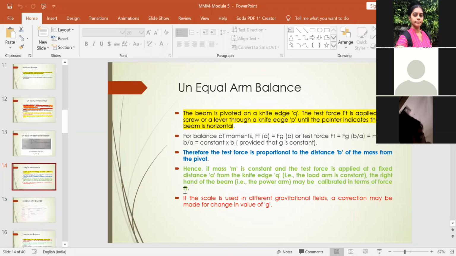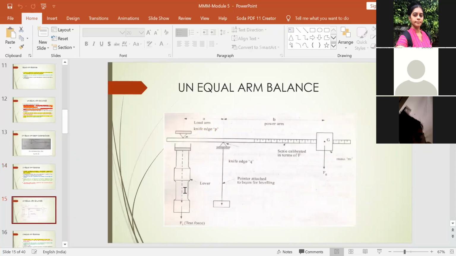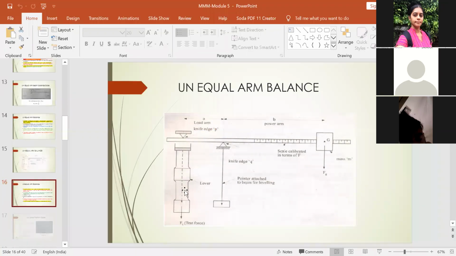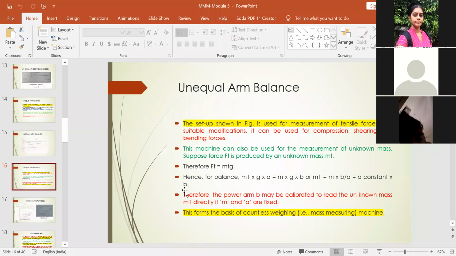In a different location, if you are using this unequal arm balance, there will be a slight variation in the gravitational force also. So accordingly, you will get some corrections, some modifications in the value of the unknown mass we have to determine. So this is about the unequal arm balance, and if they ask you with a sketch, you should be able to draw the sketch and explain the terms.